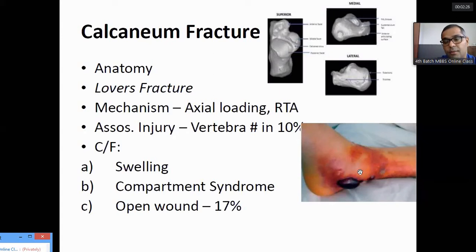So we let the swelling subside till the wrinkle sign comes. After around 2 weeks, the ankle swelling subsides and the wrinkles will come. Then only we take up for operative management if we have to operate. So we have to be very careful about compartment syndrome, because this is a very tight compartment. There is a risk, and open wound in around 17% of the cases, especially associated with road traffic accidents.